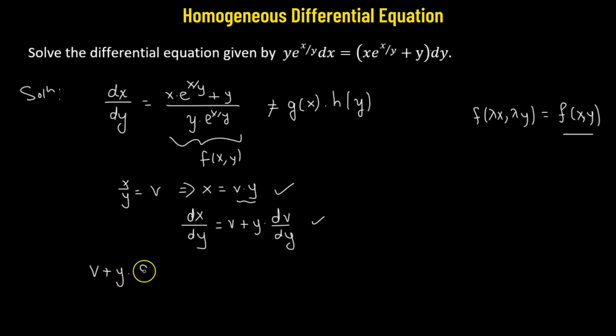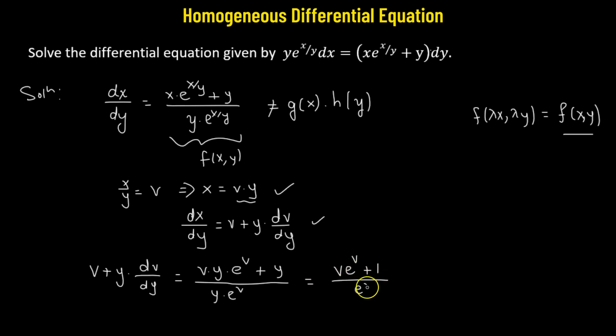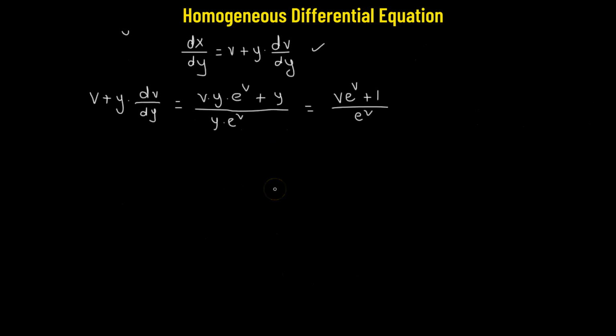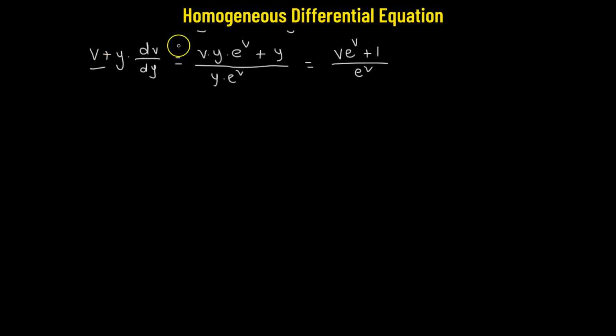We will use this value and rewrite our given differential equation, which will give us v plus y times dv over dy equals, so we have x here, so in place of x we have v times y multiplied by e raised to the power of x over y. So this will become v plus y divided by y times e raised to the power of v. What we can do is factor out y from both the numerator and the denominator, and this is going to leave us with v times e raised to the power of v plus 1 divided by e raised to the power of v.